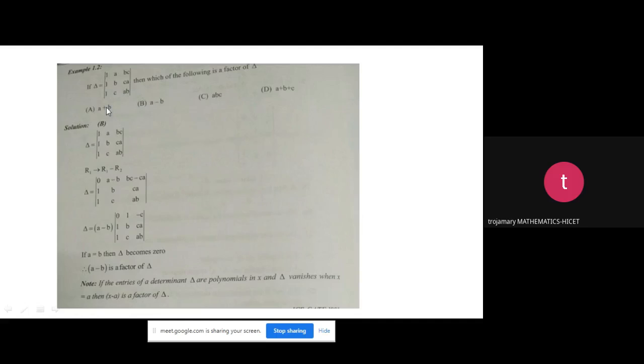Now look at this example. If delta equals the determinant with rows 1 A, B, C; 1 B, C, A; 1 C, A, B, which of the following is a factor? The options are A plus B, A minus B, ABC, or A plus B plus C. For the given determinant delta, we have to apply some row operation. For R1 becomes R1 minus R2, the first element becomes 0, then A minus B, B minus C.